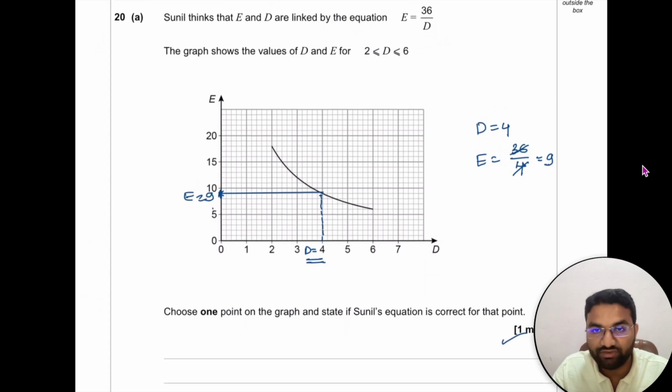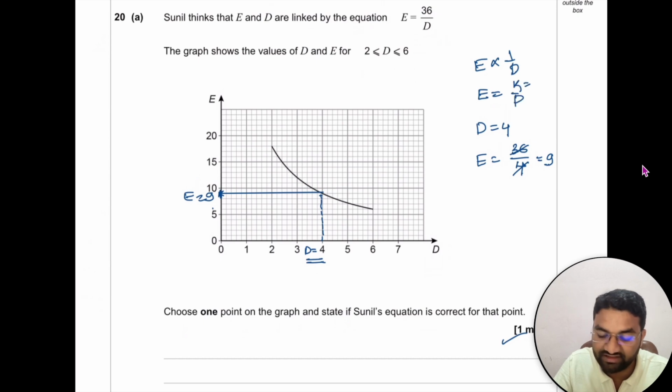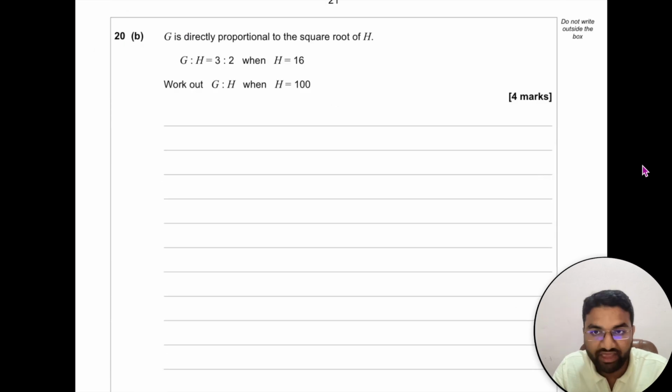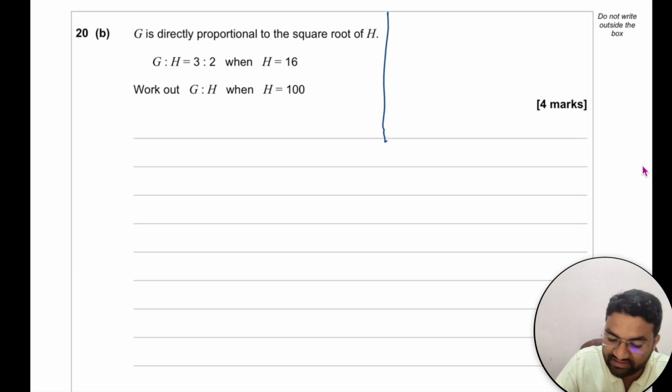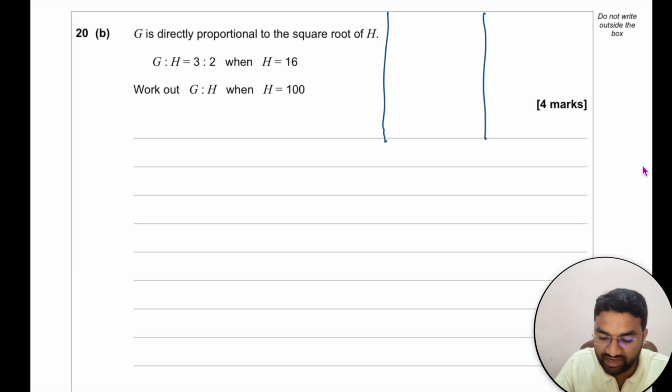And this is basically an inverse relation question. Here E is inversely proportional to 1 upon D, and if you remove the proportionality symbol, E is equal to K over D, and in this case K is equal to 36. Then in the next part of the question, we have G is directly proportional to the square root of D. Now we will understand some of the direct and inverse relations.